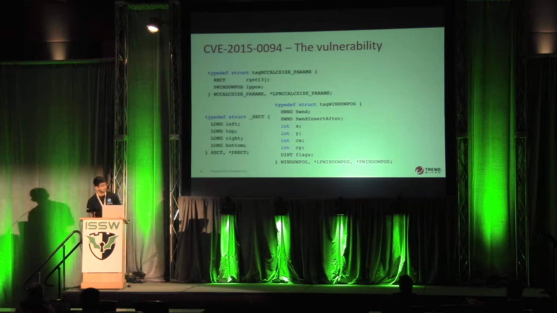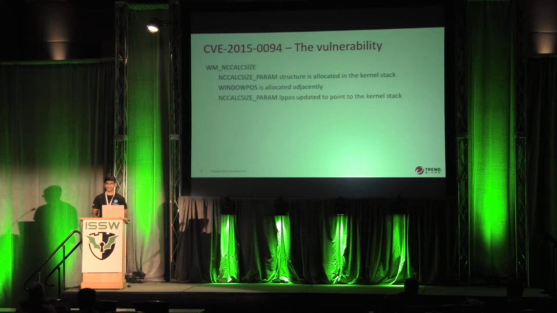So here are the data types. If you have a RECT structure, you have 4 longs. If you have an NCCALCSIZE_PARAMS structure, then you have 3 RECT structures, so 12 longs, followed by a pointer to a WINDOWPOS structure. And that's ultimately the bug right there. You can't see it without the actual code. The WINDOWPOS structure has 2 HWNDs, 4 ints, and a uint. None of that data is at all important for the bug itself, but it just ends up being a little useful to know.